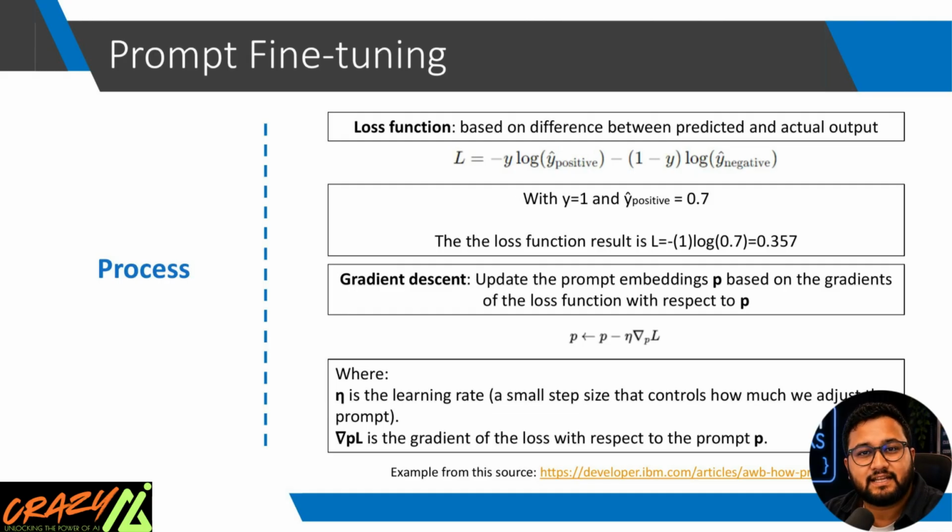Think of gradient descent as a navigation system. It tells us which direction the prompt embeddings should move in to reduce future errors. The learning rate determines how large each update should be. If it's too high, training becomes unstable. If it's too low, learning becomes extremely slow. Using these gradients, the prompt embeddings are updated repeatedly until they become highly optimized. And remember, the language model itself remains completely unchanged throughout the entire process.